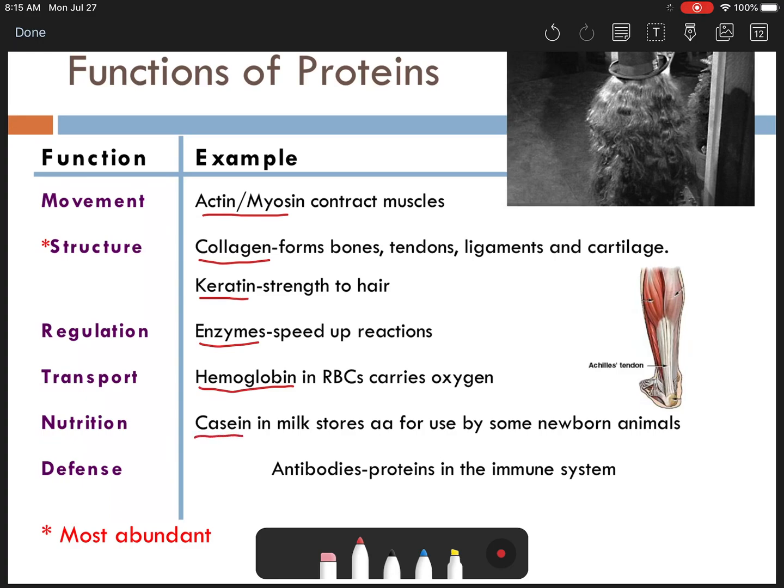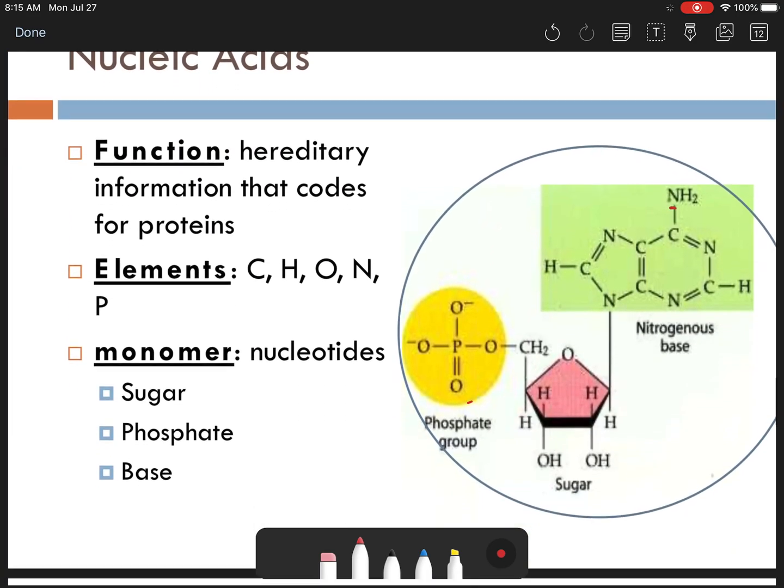Nutrition: casein in milk helps store amino acids that are used by newborn animals. And also for defense, your antibodies are proteins. They are proteins in your immune system that remember if you've been infected before, then they are put out and they try to destroy the invader, whether that be a virus of some sort or some other infection.